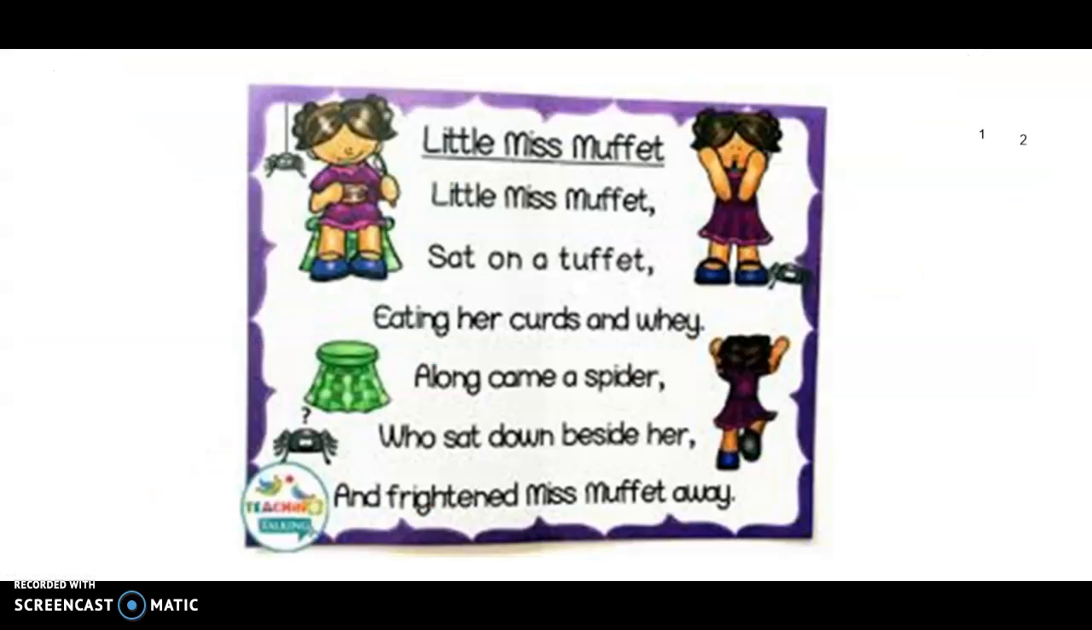Our nursery rhyme is Little Miss Muffet. Little Miss Muffet sat on a tuffet, eating her curds and whey. Curds and whey. Along came a spider who sat down beside her and frightened Miss Muffet away.